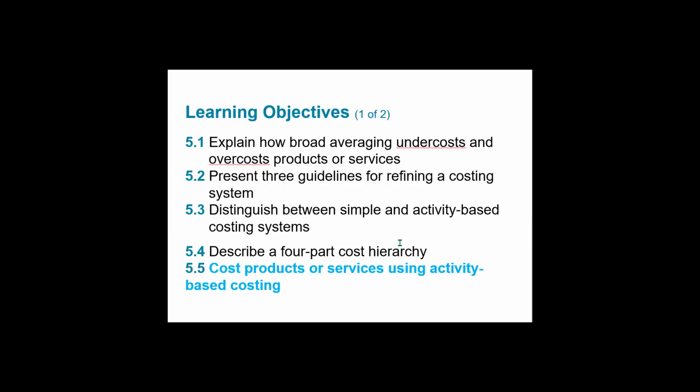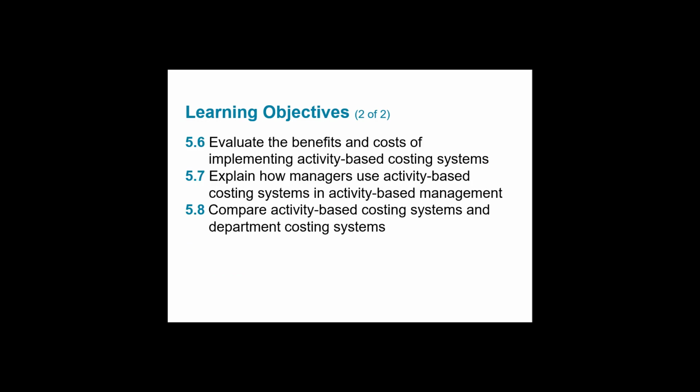This chapter is about activity-based costing. So what we do is we first look at what using a predetermined overhead rate, a single plant overhead rate, does to cost, and then we'll look at what happens when we refine it more to the activities that are involved. And then finally we'll look at the cost benefits, how managers use activity-based systems and activity-based management, and then compare the systems to departmental costing.